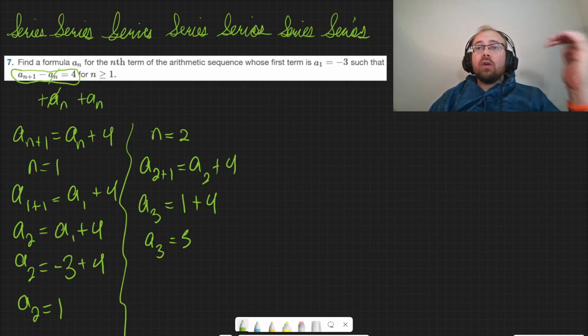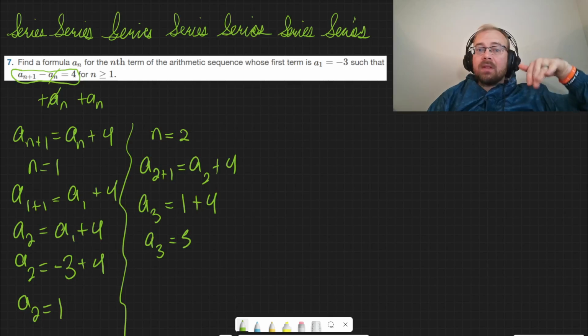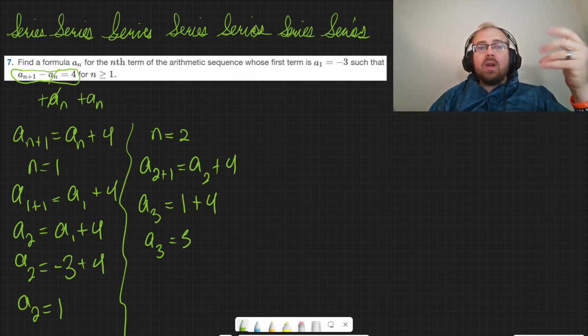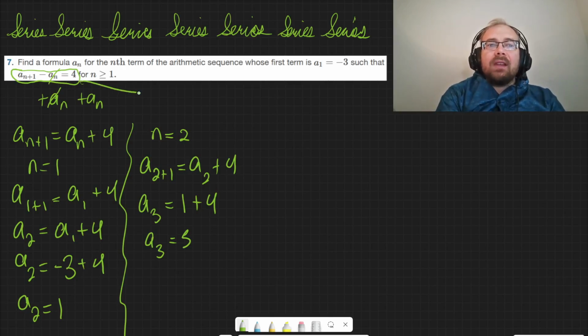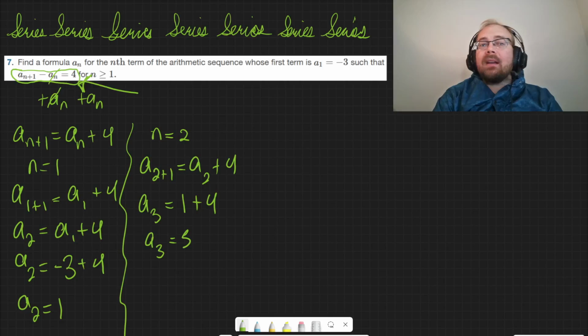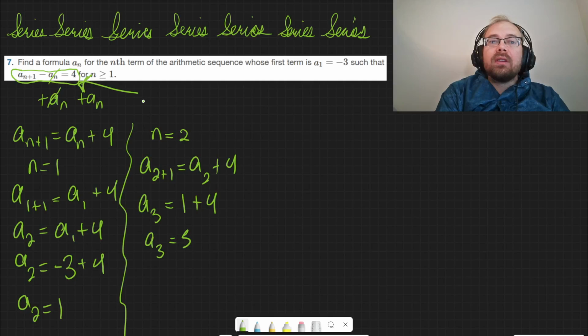Okay, so the first term is -3. The next term is 1. The next term is 5. We're adding 4 every time. So what they basically gave us here, it wasn't in the correct format until I added a sub n to both sides, but that was basically what's called the recursive formula, or the recursive sequence.